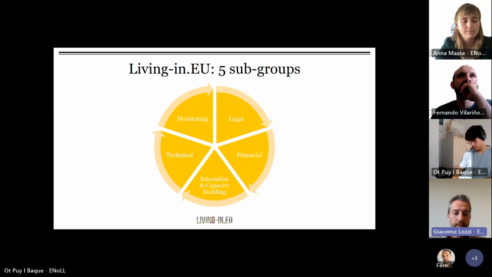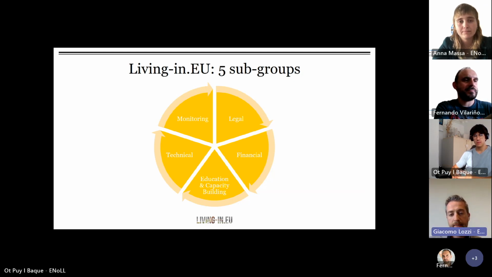Regarding the second strand, the education and capacity building subgroup, just one step back to explain that the Living-in-EU initiative has 5 subgroups. So the education and capacity building one is only a part of the cake, as you see. Then we engage cities and regions in exchanging on different topics related to the digital solutions that we promote within the platform, that are mainly local digital twins, local urban platforms, and data spaces.